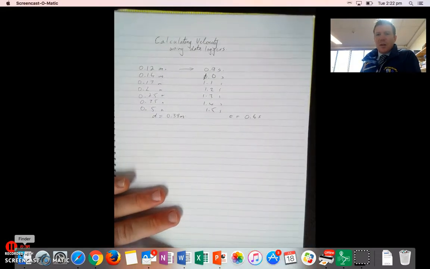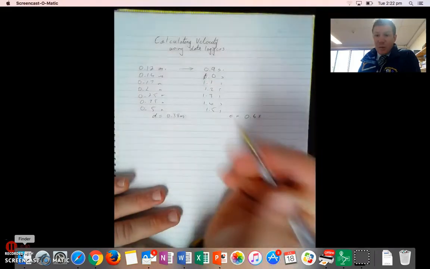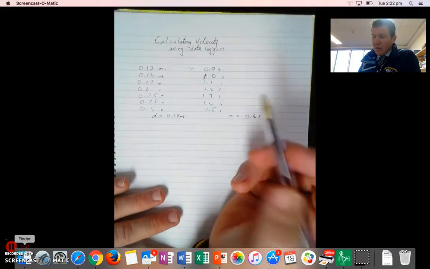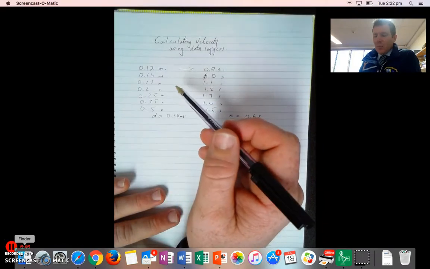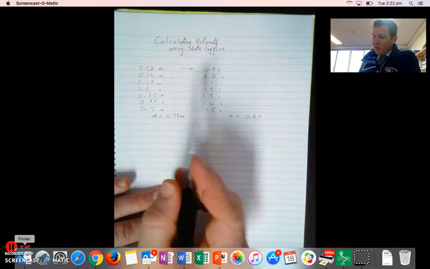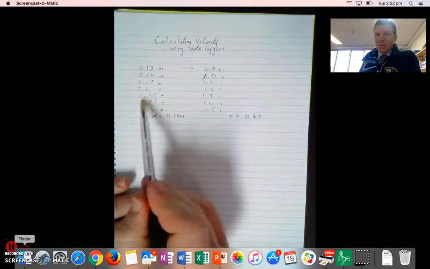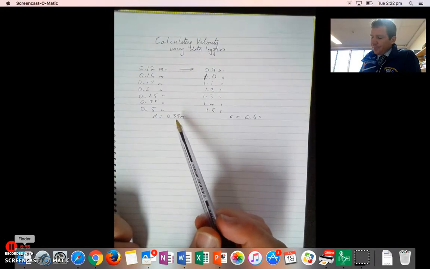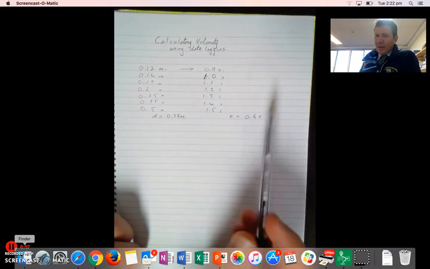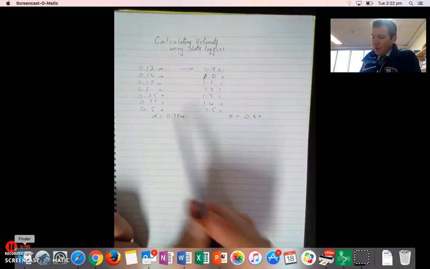So therefore, I can go and calculate my velocity, or my average velocity, I should say, for this particular period. There are other things that you can do with this. You can work out acceleration by working out the velocity here and the velocity here and the change in the two. But for now, we're just doing the average velocity, so we need a distance and we need a time.